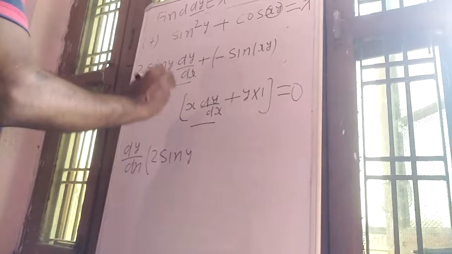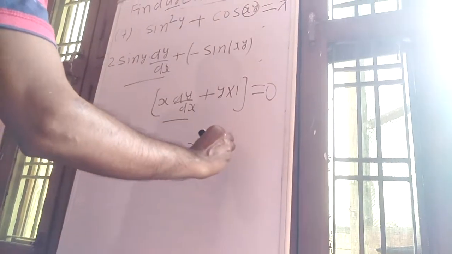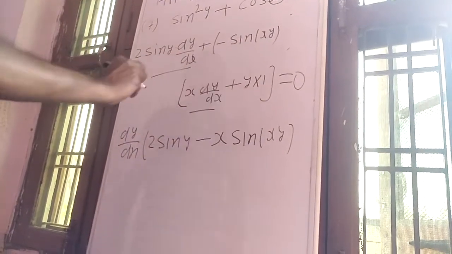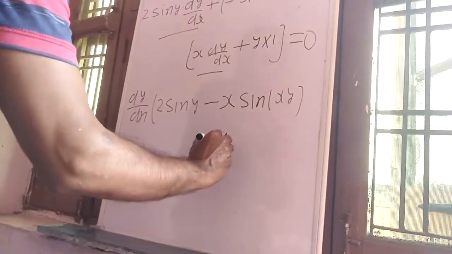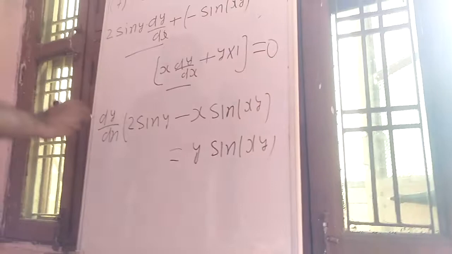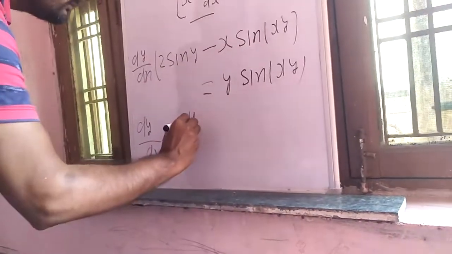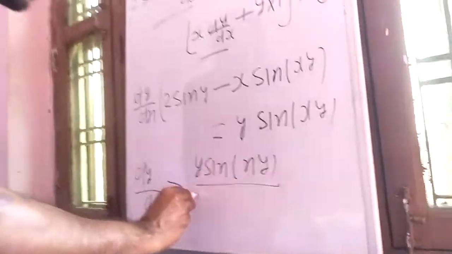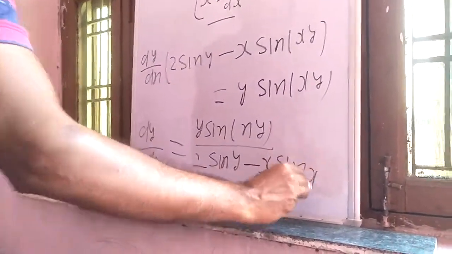This term 2 sin y, when we multiply it, it will probably give minus x and minus x sin xy. Okay, and the remaining term is here, so plus minus minus becomes plus over here, and multiplying it gives y sin xy. We have to find dy by dx, so this is y sin xy upon 2 sin y minus x sin x, okay.